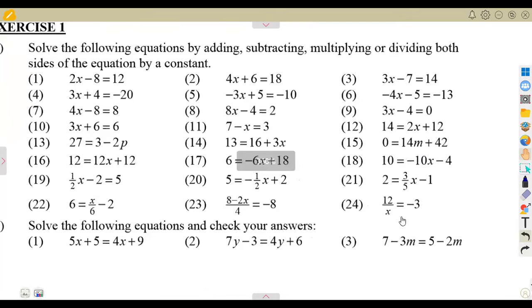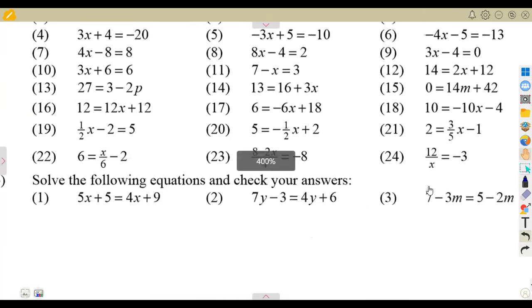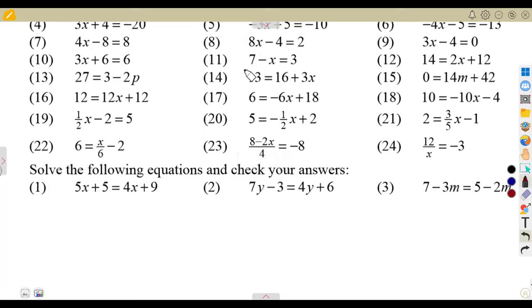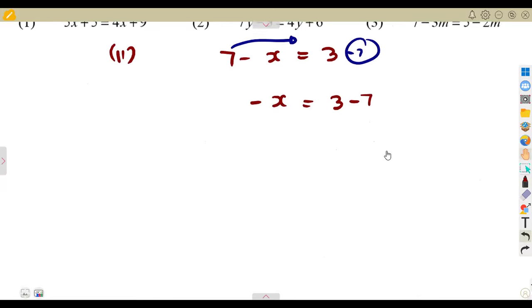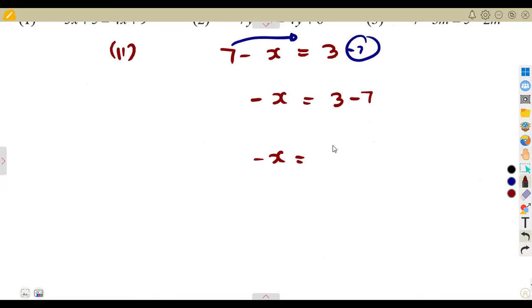So these are the typical questions that you might have in your examination. Consider number 11, where we are given 7 minus x is equal to 3. So I simply have to remove the 7 here. It's a +7, so if I transpose it to the other side of the equation, it will be a -7. So I'm going to have minus x is equal to 3 minus 7. And 3 minus 7 is going to give us what? Minus 4 on your calculator.